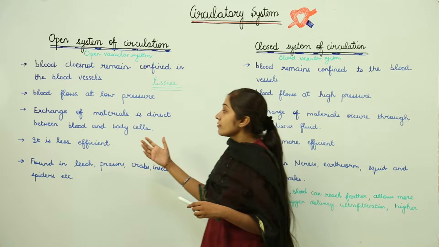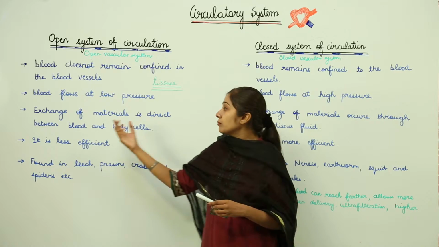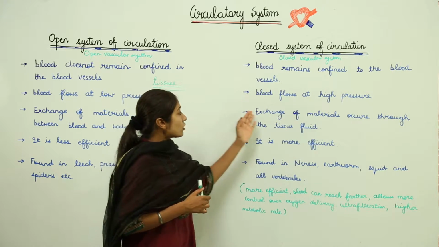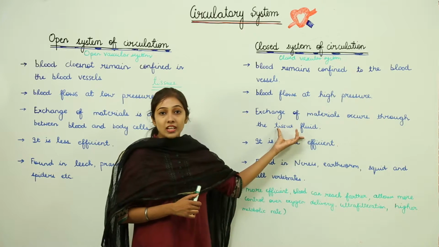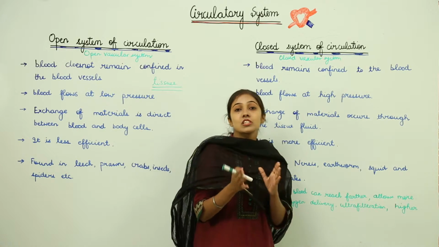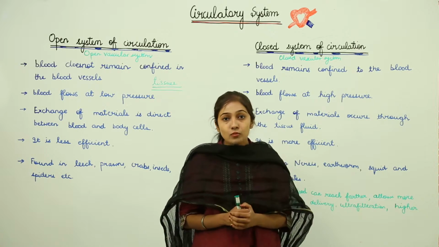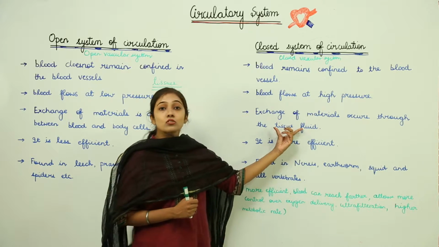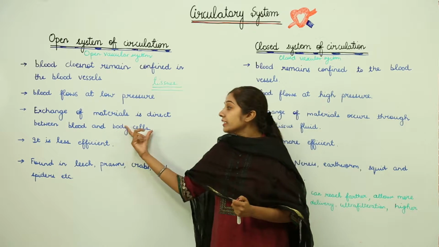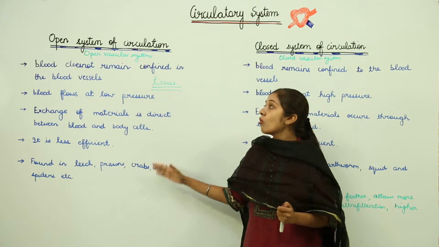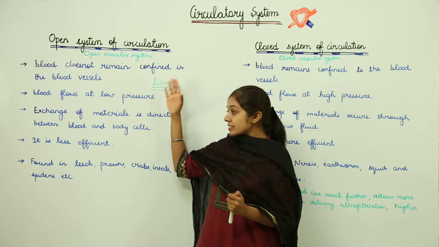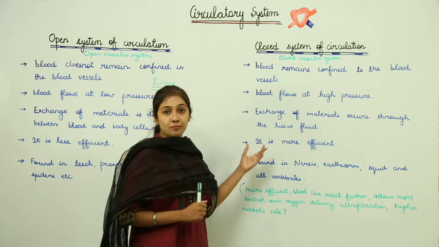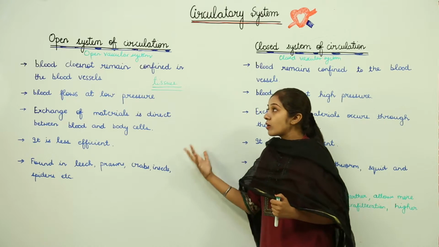In the open system, the exchange of materials is direct between the blood and the body cells. But in the closed system, exchange of materials occurs through the tissue fluid. We have seen that there is a relationship between tissue fluid, the lymph vessels and the blood vessels. So, overall, the open vascular system is less efficient, but the closed vascular system is more efficient. The open vascular system is found in lower organisms.